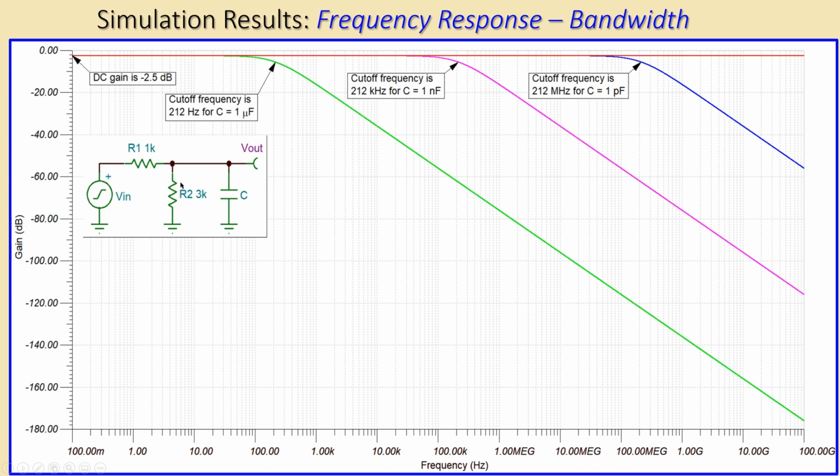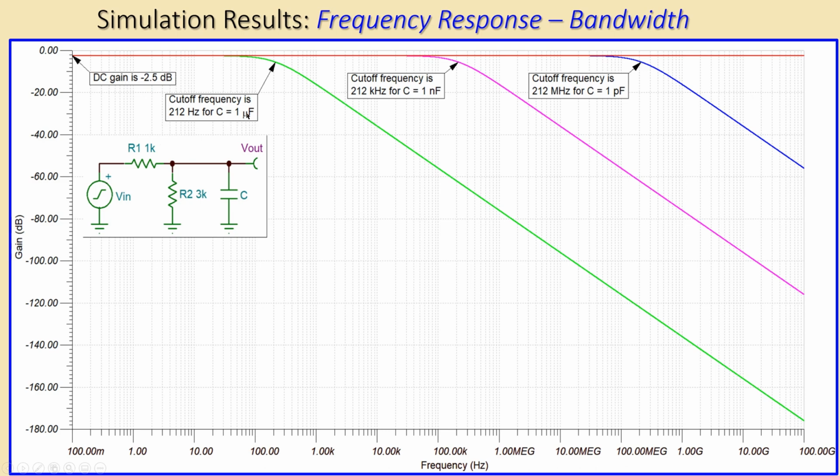Then you have, of course, some attenuation, just a voltage divider rule, which will always be 3 over 4. So it will be 3000 over 4000. And if you then do 20 log of that 0.75, 3 over 4, you will have very close to minus 2.5 dB. So you will start at that value.